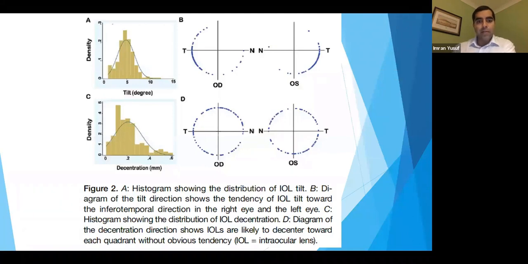They qualify those figures a little bit further in this figure, where they show you the histogram plot, so you can see the distribution of the data. What they also show on the right-hand side of the panel is the direction of that tilt or decentration. You can see that for the IOL tilt, there seemed to be a pattern whereby this was likely to occur in the inferior temporal quadrant of the right eye and the inferior temporal quadrant of the left eye. However, with decentration, there was no obvious pattern as to which direction this occurred in.